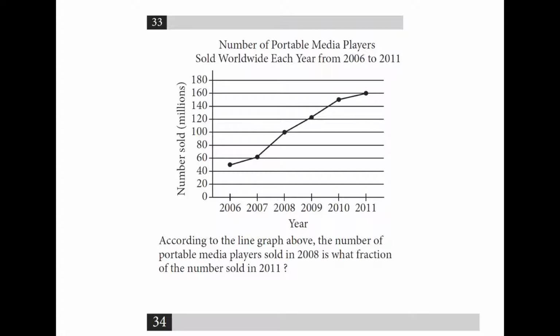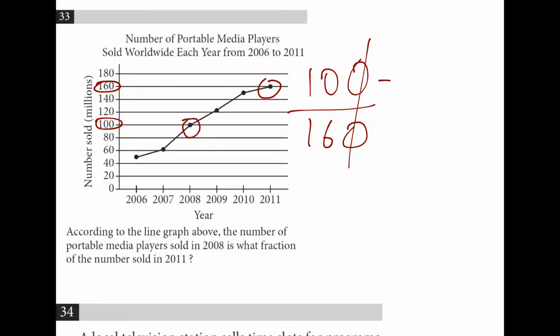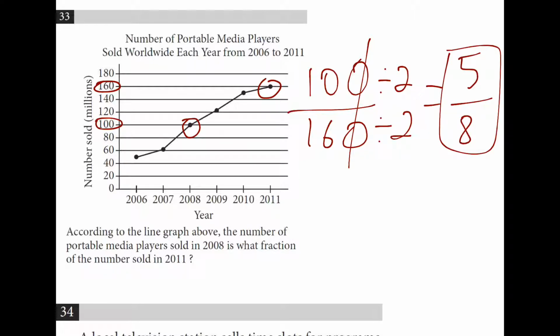Number 33. According to the line graph above, the number of portable media players sold in 2008 is what fraction of the number sold in 2011? So here in 2008, I had 100. In 2011, 160. So if I set this up as a fraction, I can get rid of the zeros. That's effectively dividing both by 10. And I look for common factors like 2 in both numbers. This reduces the fraction, and the lowest form, 5/8.